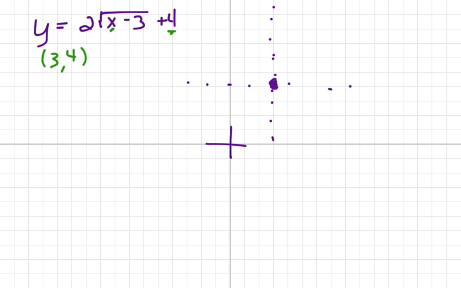So now we just simply graph it. We go and sketch it. So let's go ahead and sketch from the locator. And we could plot more points on this, but we're just going to go ahead and do this.